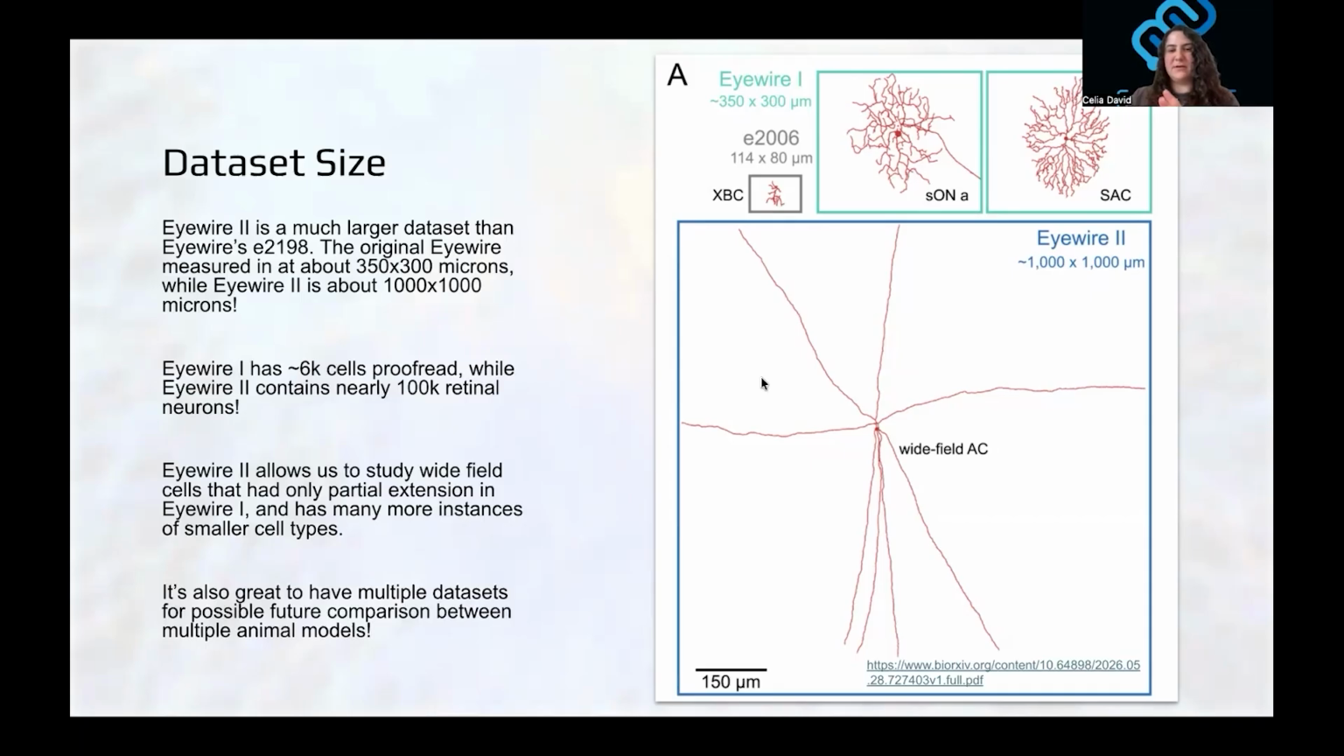And then I also think the value of having Eyewire 1 and now Eyewire 2 is that it allows for future comparisons between multiple animal models. So that's great as well.